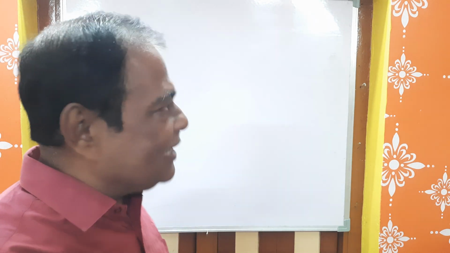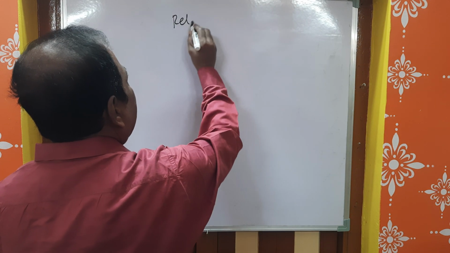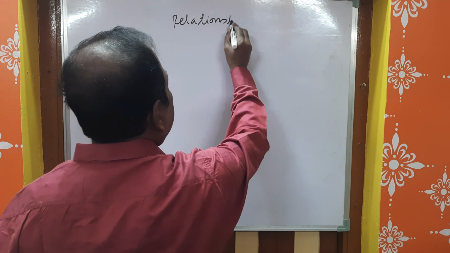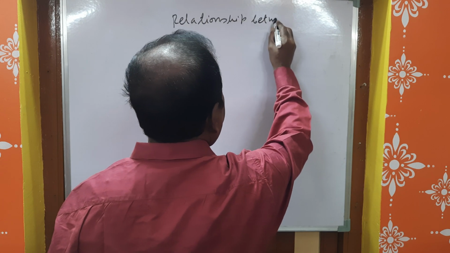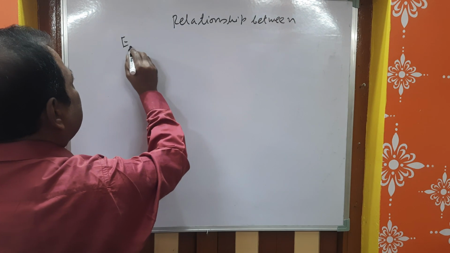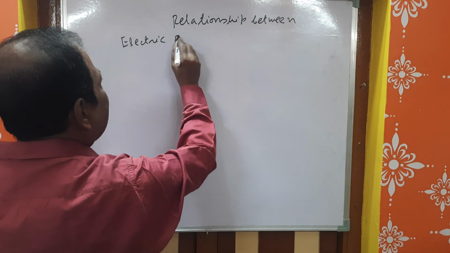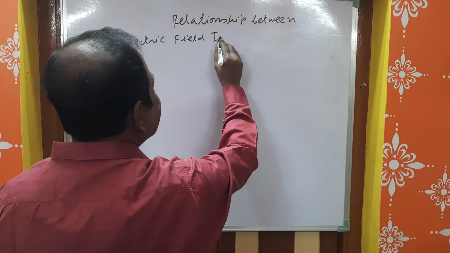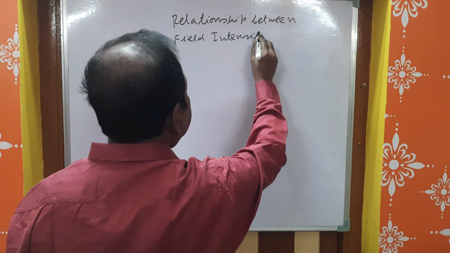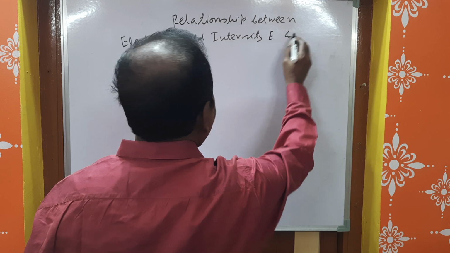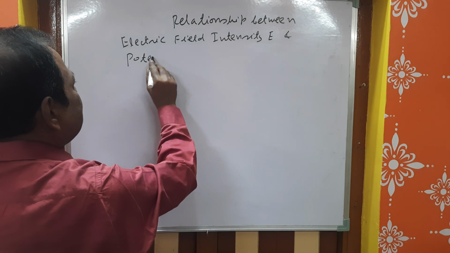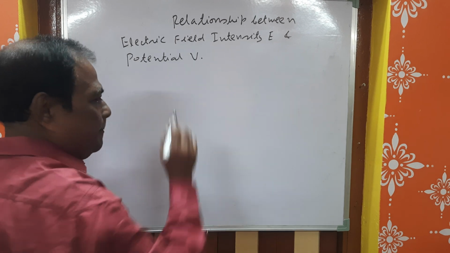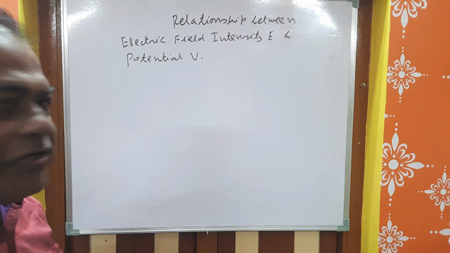Now, I told you what is intensity and what is potential in my last few lectures, I have already discussed. Now, I will discuss the relationship between electric field intensity E and potential V. Relationship between the intensity E and the potential V.